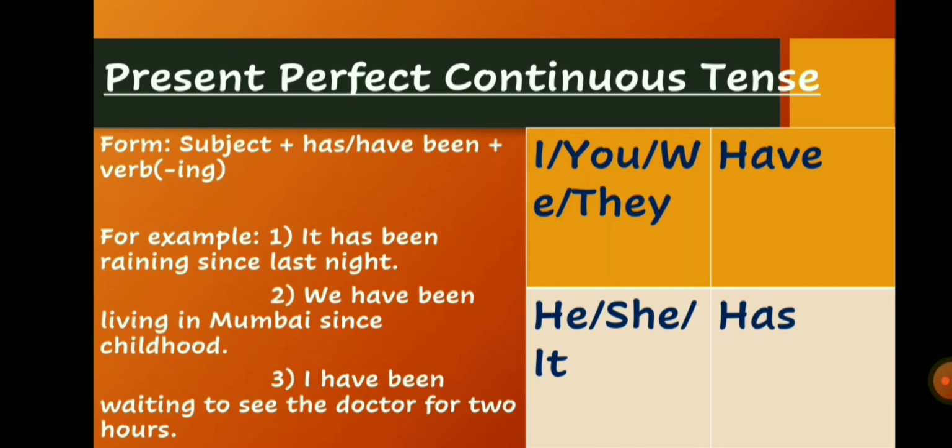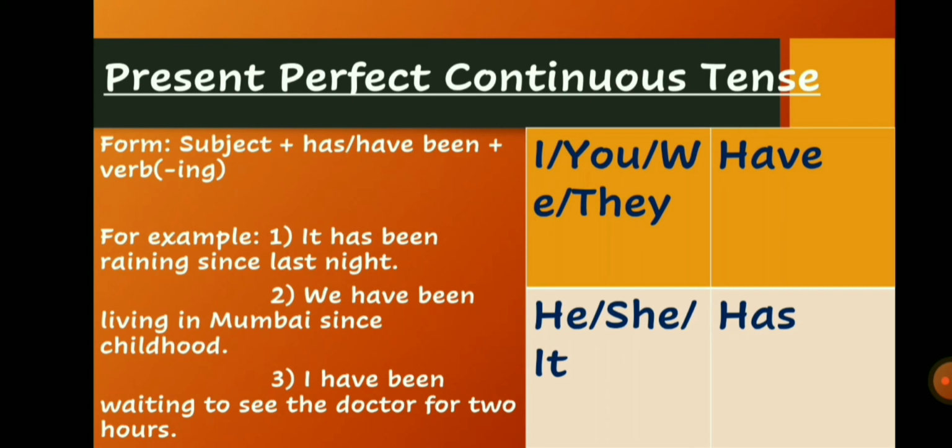Second one: we have been living in Mumbai since childhood. Here we can see that we is the subject, and have been living is the present perfect continuous tense. Then the third example: I have been waiting to see the doctor for 2 hours. Here I is the subject, and have been waiting is the present perfect continuous tense.